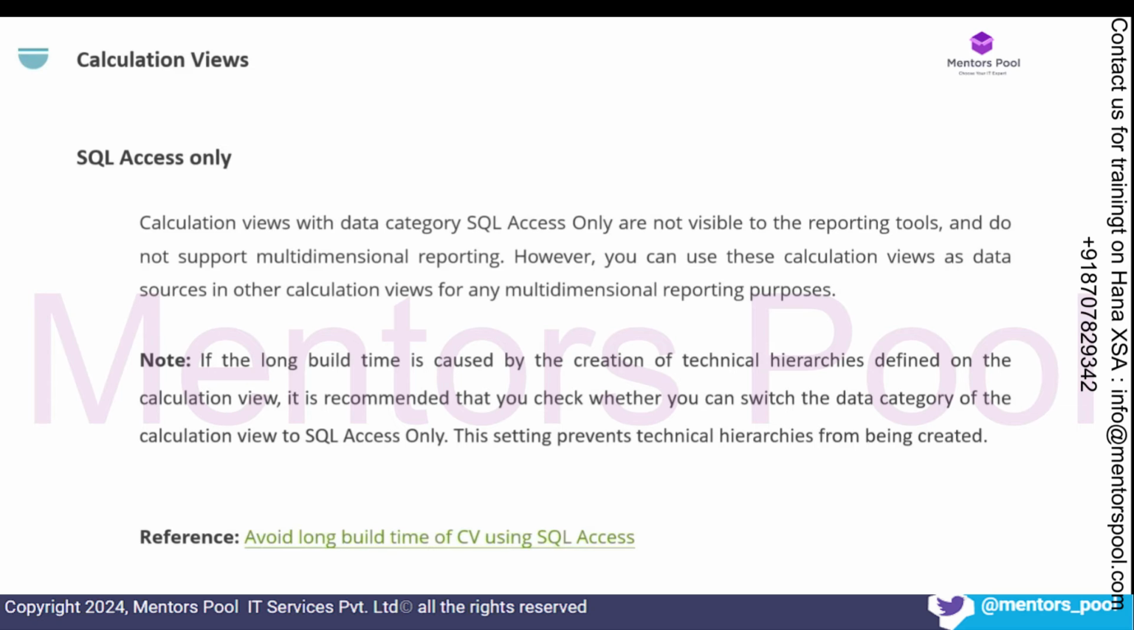Some of you might have a high level understanding, but for now, let's just understand that in such a scenario where your view is taking a long time to build just because of your hierarchies, then what we will do is we will create a calculation view of type SQL access only and remove the hierarchies there. And the hierarchies will be included in the calculation view above that SQL access view. Why are we removing hierarchy? Purely because an SQL view does not support hierarchy also. Since it does not support multi-dimensional reporting, it does not support hierarchical reporting also. And so it cannot build hierarchies when you build it.